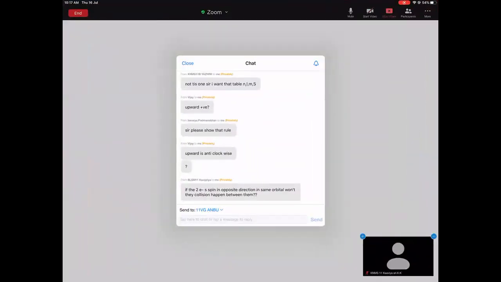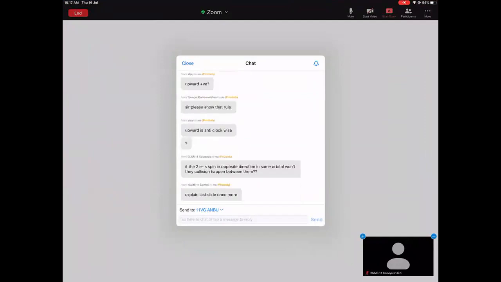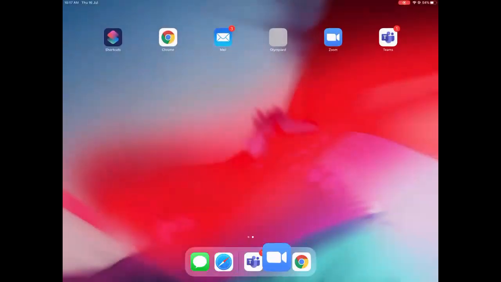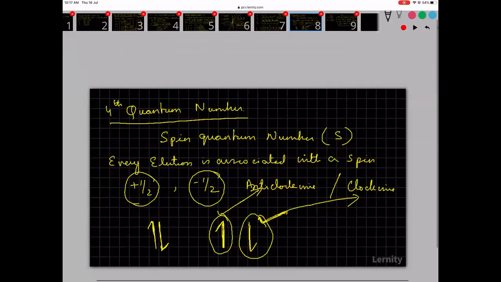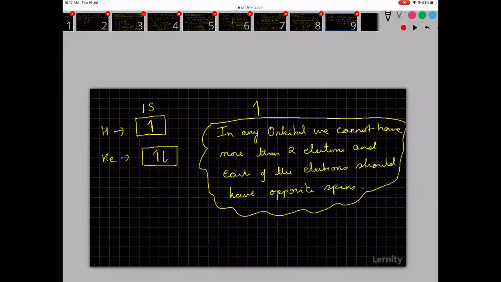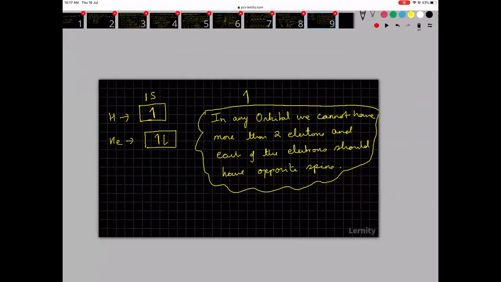So if 2 electrons spin in opposite directions in the same orbital, won't they collide? No. Spinning is about its axis, not rotation. Spinning is like the earth spinning about its axis. So the spinning is about its own axis. Spinning is not about the nucleus.